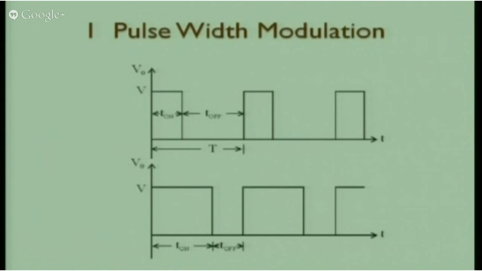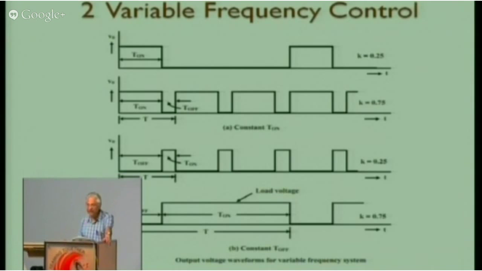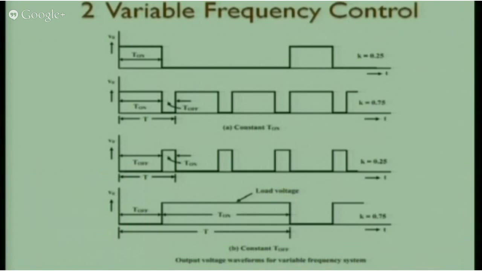This is the diagram for pulse width modulation. Again, I am saying that it is a question of duty cycle. V0 means V output versus time. How long you keep it on and how long you keep it off defines your duty cycle. If you change that duty cycle, the voltage will vary. So you are changing T on and T off, and the capital T is the total time. And this is variable frequency.